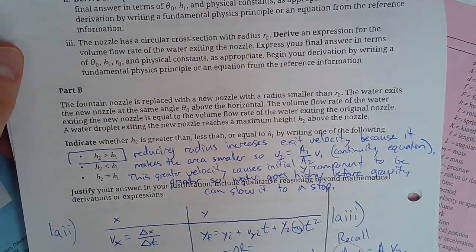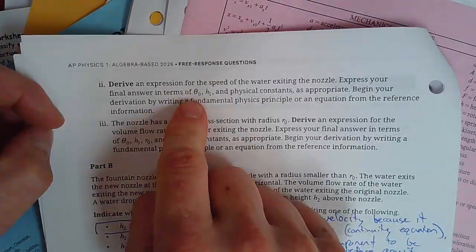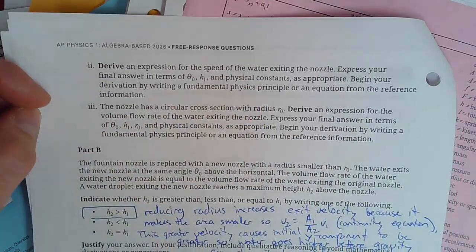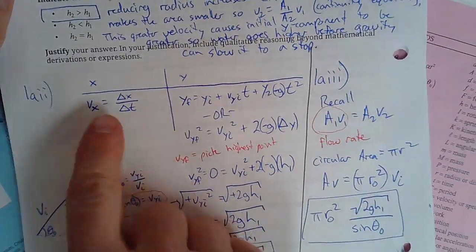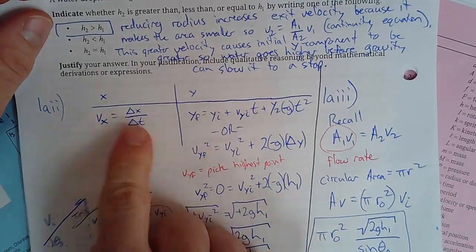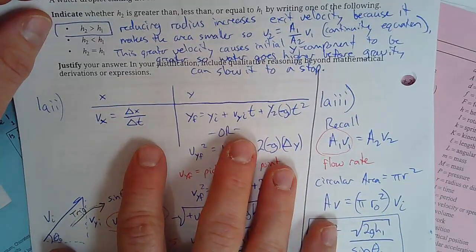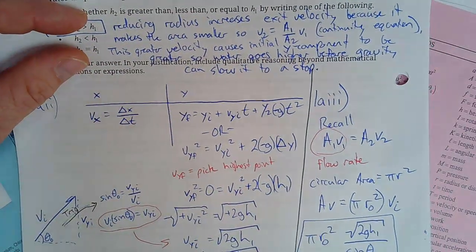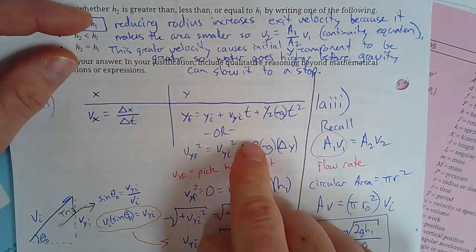Let's see, so we had to derive an expression for the speed of the water exiting the nozzle. We can only use theta 0 and h1 and some physical constants in that. So let's get on with that. I started off just doing my horizontal and vertical table for projectile motion. However, I realized as I was going through this that I really didn't need the x direction for anything on this. It's really all about the y direction.